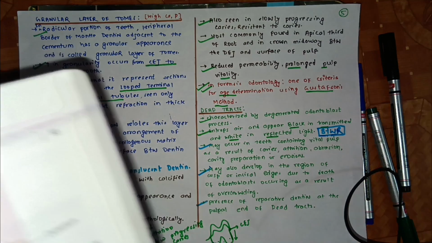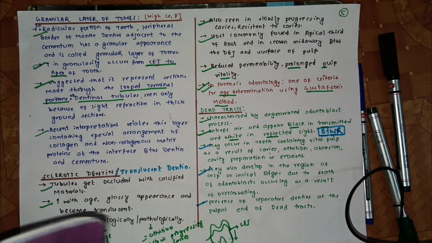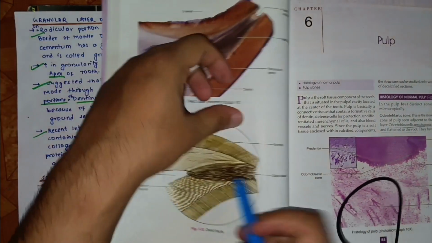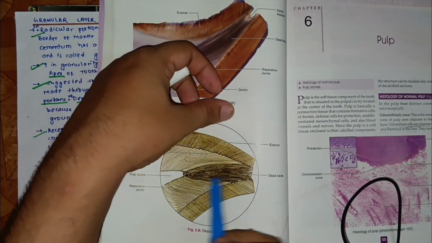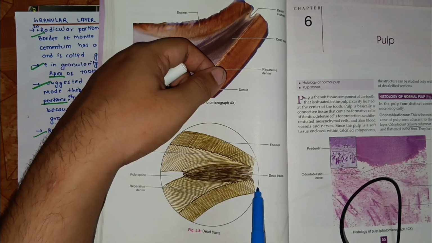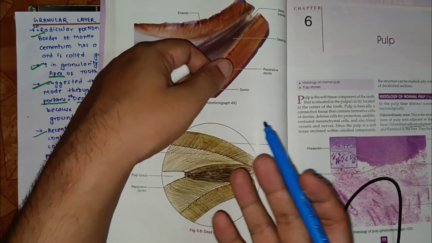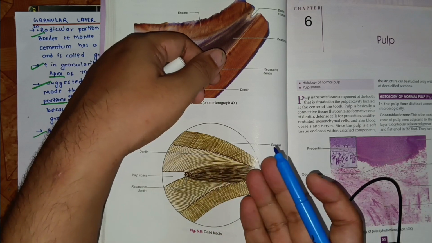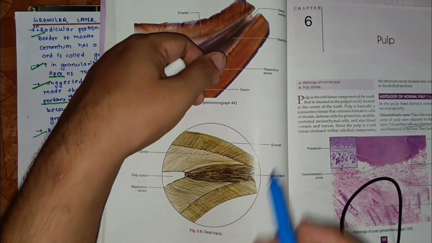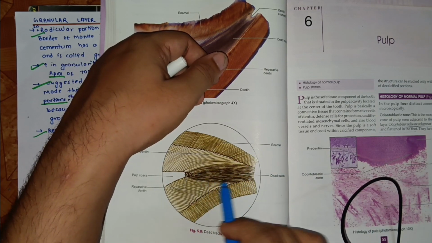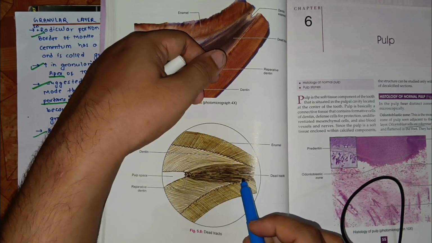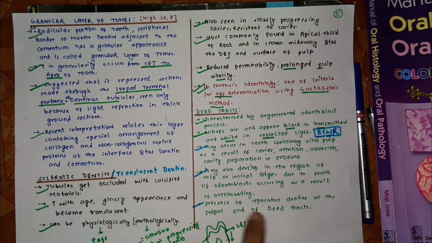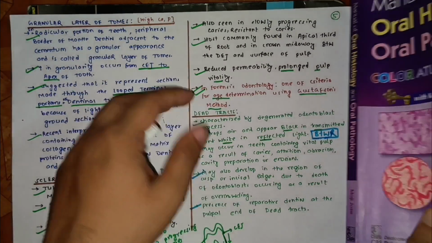I have a picture of this dead tract. Here is a dead tract. As I have told, dead tracts are mostly found in the cuspal and incisal region, because there is overcrowding of odontoblasts, which can cause the death of the odontoblasts and odontoblastic processes simultaneously. So the dead tract is formed here. Another thing I have told is the presence of reparative dentin at the pulpal end.